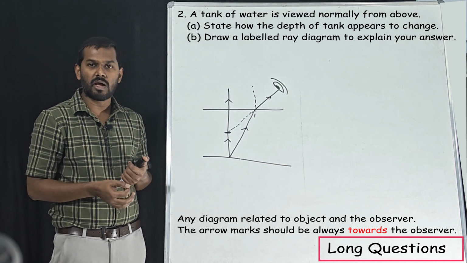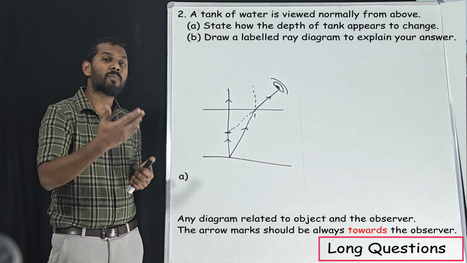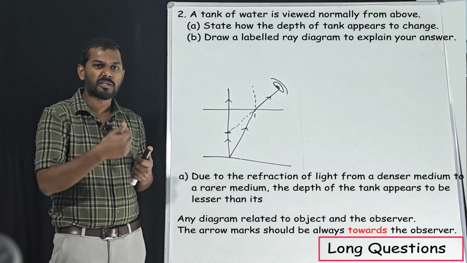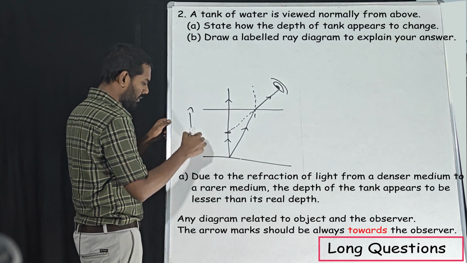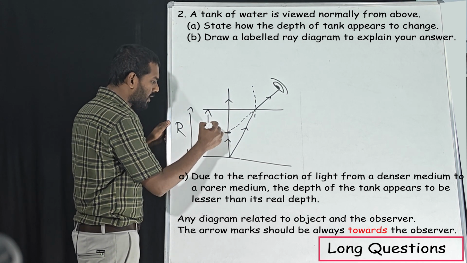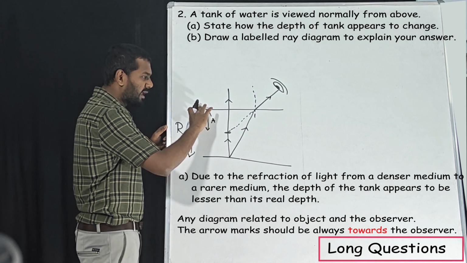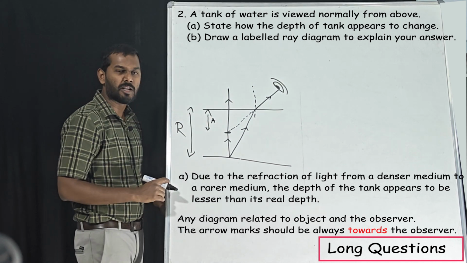State how the depth of the tank appears to change. The depth of the tank appears to be lesser compared to the real depth. So this is the real depth and this is the apparent depth we are seeing. Whatever depth we are seeing, we'll see only this much of the tank. This is the apparent depth.